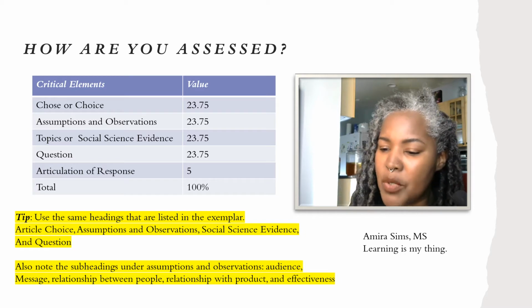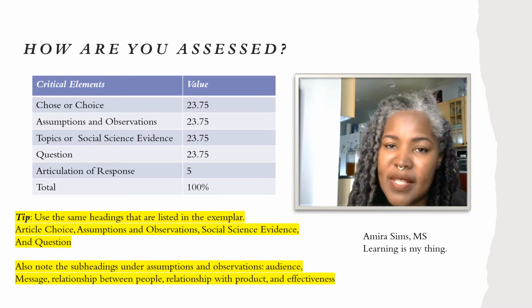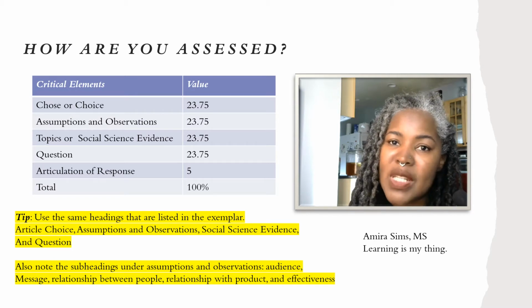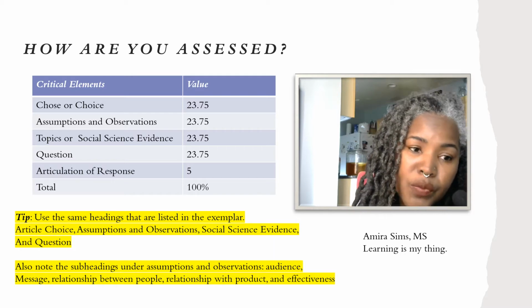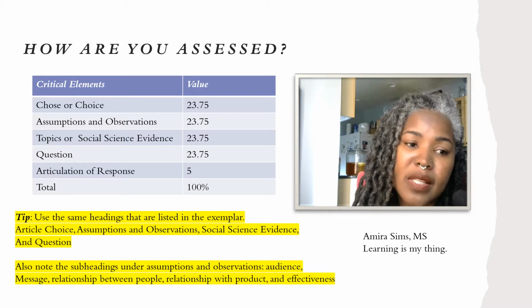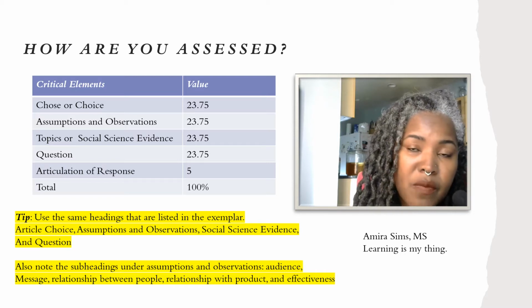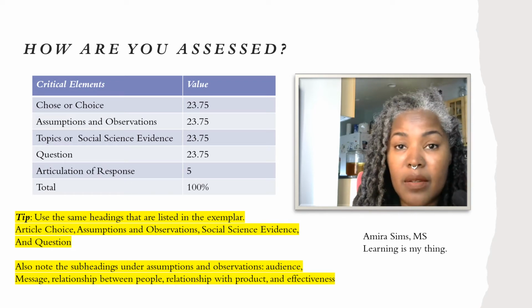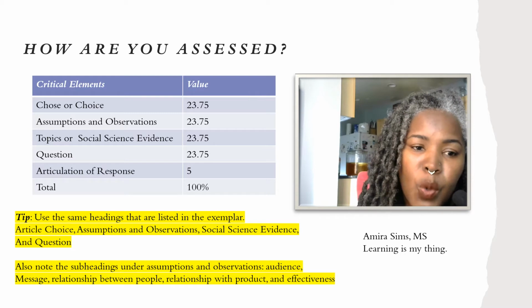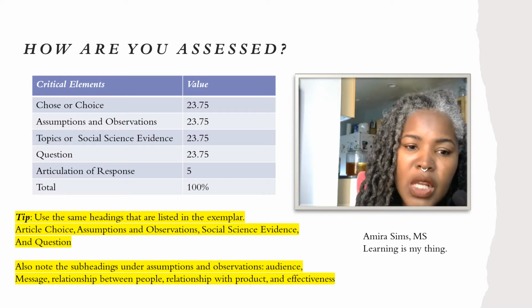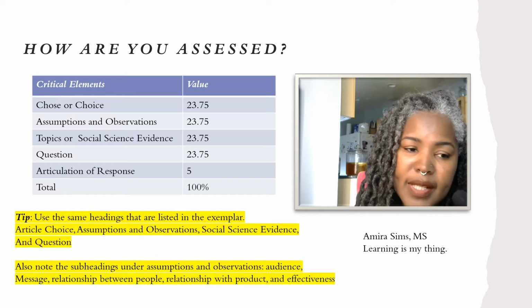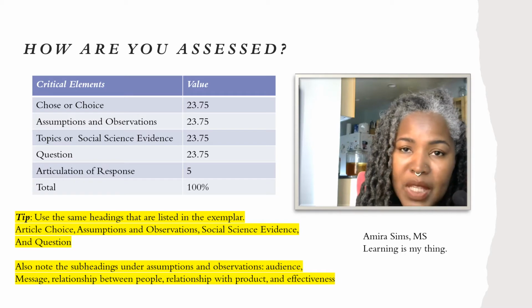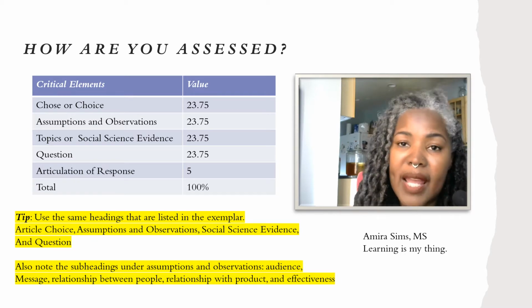All right, moving on to assumptions and observations. I want you to notice that this section has several subheadings. All right, so a tip that I have on the slide here is that it would be very useful if you use the same headings that are listed in the exemplar in your paper. And those headings are article choice, assumptions and observations, social science evidence, and then question. And once you finish the choice section and you move to the assumptions and observations, that section has several subheadings. And the subheadings are audience, message, relationship between people, relationship with product, and effectiveness.